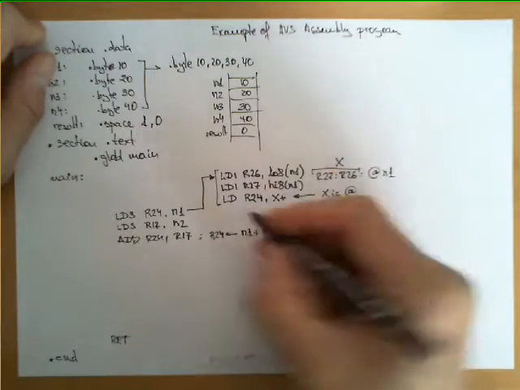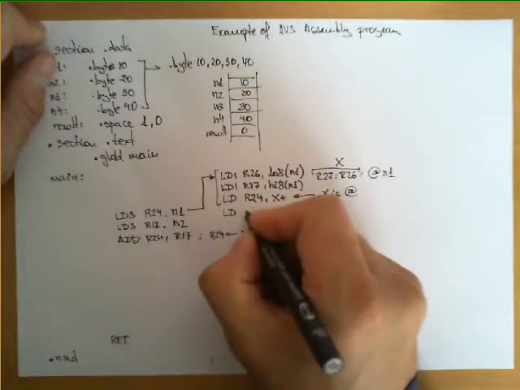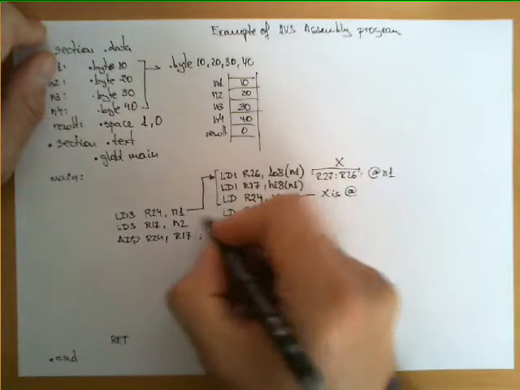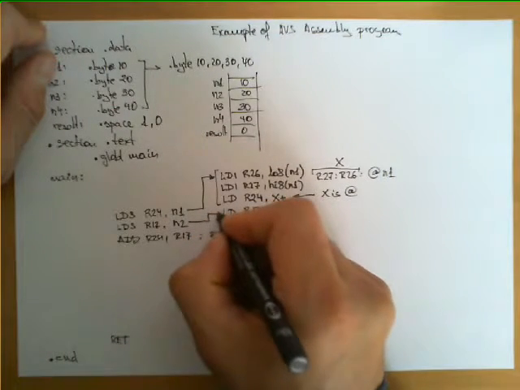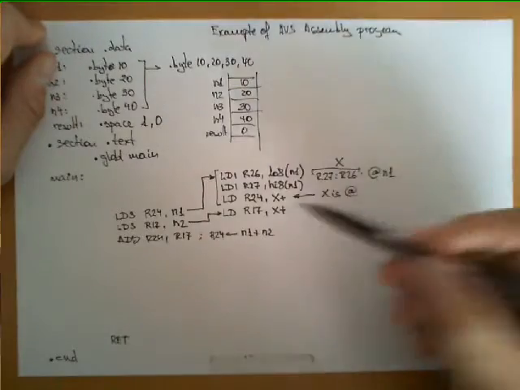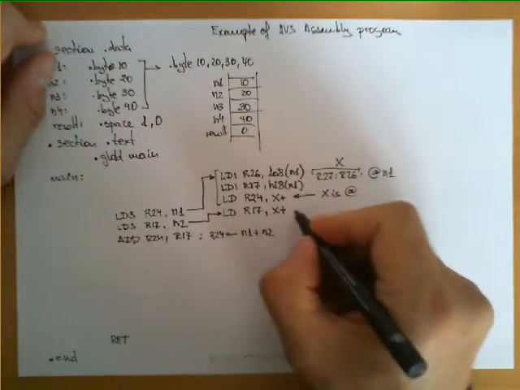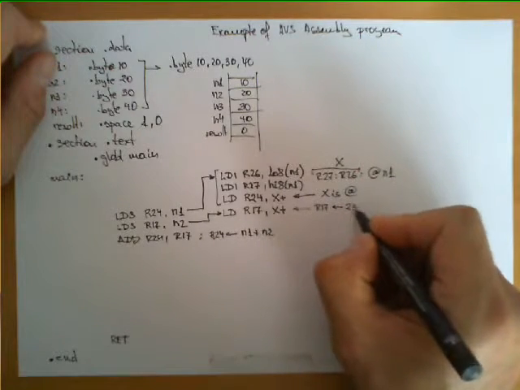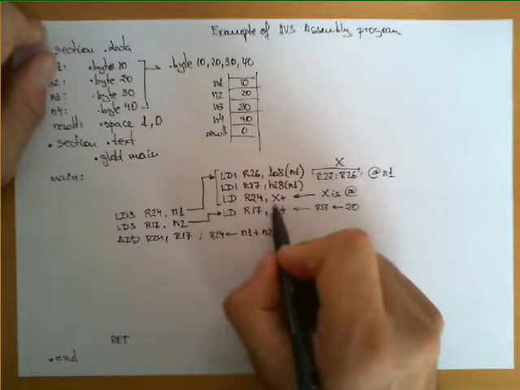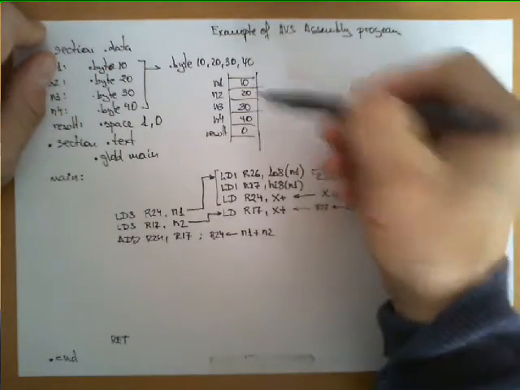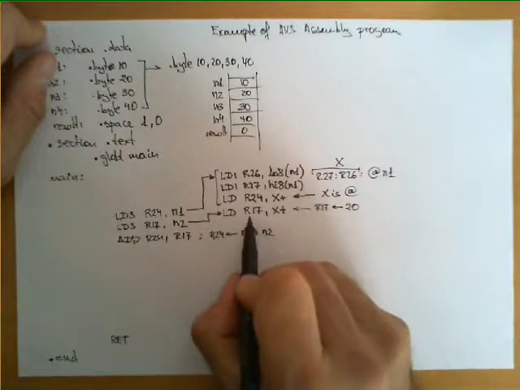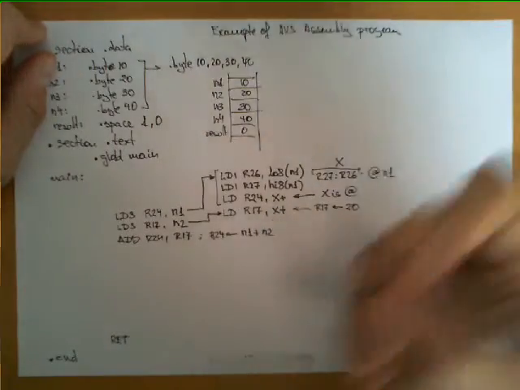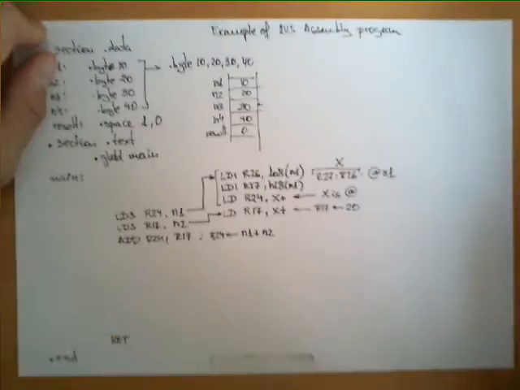So I could do something like this: LD R17, X plus. And this would achieve exactly the same as this instruction here. So you see what I did is now R17 gets the value 20. Why? Because X was left increased by the previous instruction and therefore is pointing to the next number. Not only that, after executing this instruction, X is going to point now to this value here.